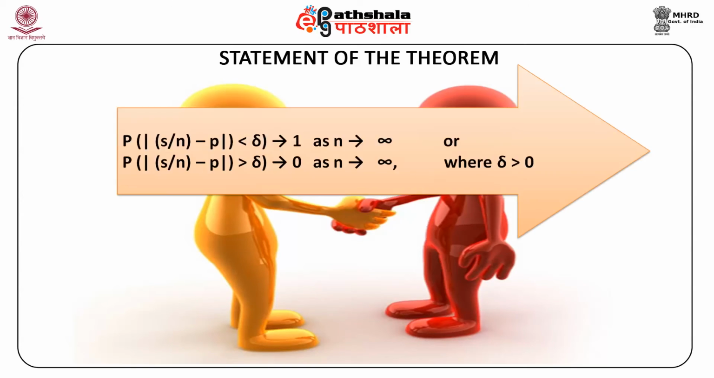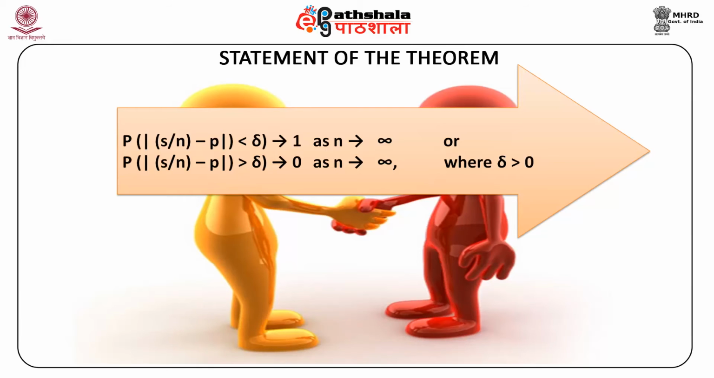That is, the probability that |S/n - p| is less than delta tends to 1 as n tends to infinity, or the probability that |S/n - p| is greater than delta tends to 0 as n tends to infinity, where delta is greater than 0. Above are the different ways of expressing the theorem.